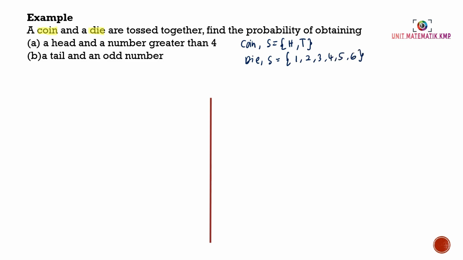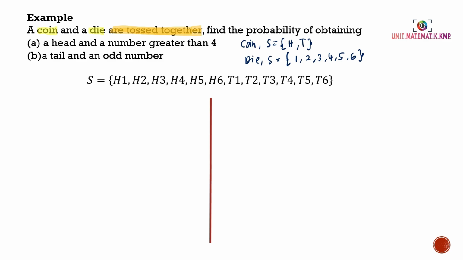Now because both are tossed together, so we have to combine, okay, the outcome for coin and a die. So the sample will be H1, H2, H3, H4, H5, and H6. Okay, the combination with tail is still T1, T2, T3, T4, T5, and T6. So how many outcomes? Okay, the number of outcomes is 12.